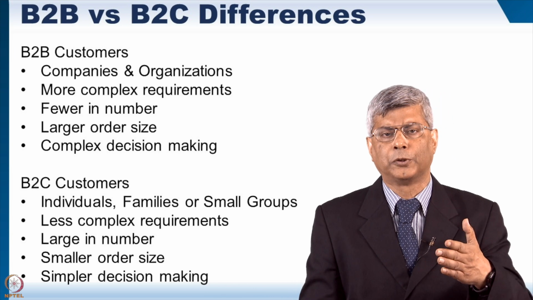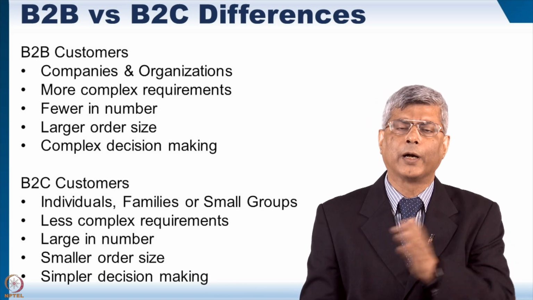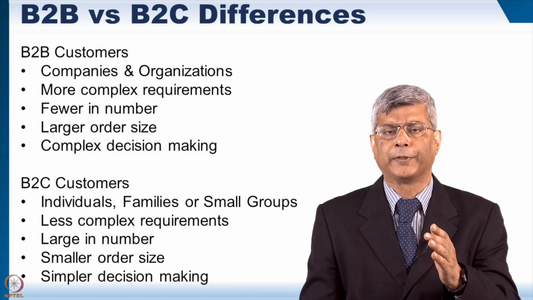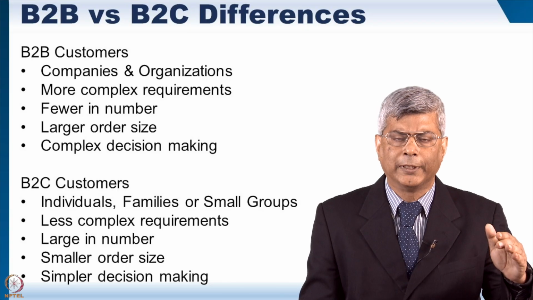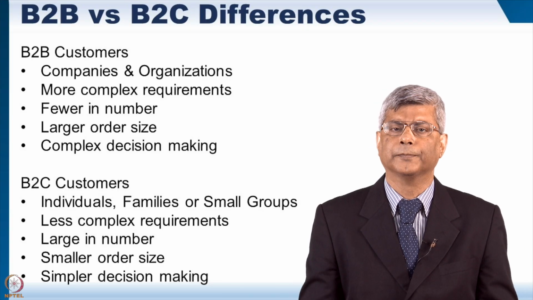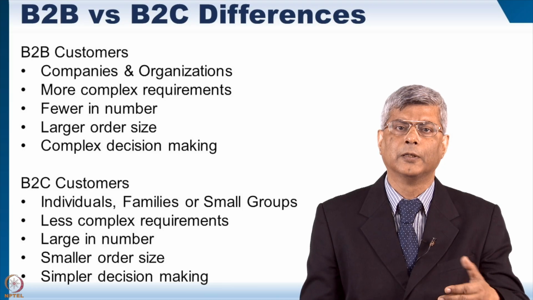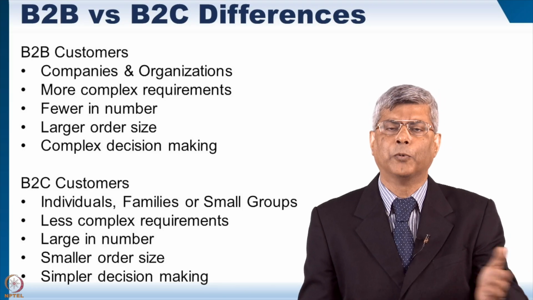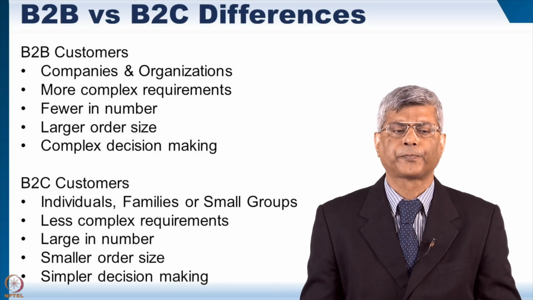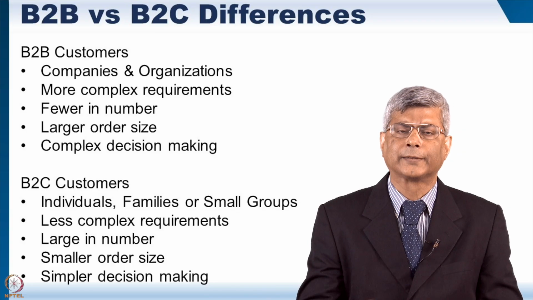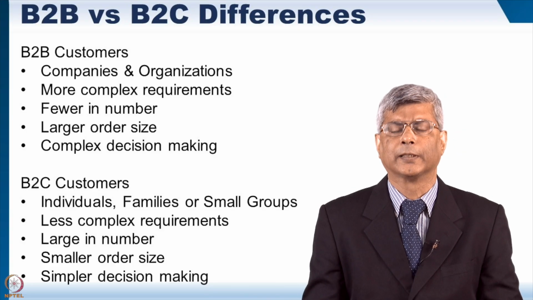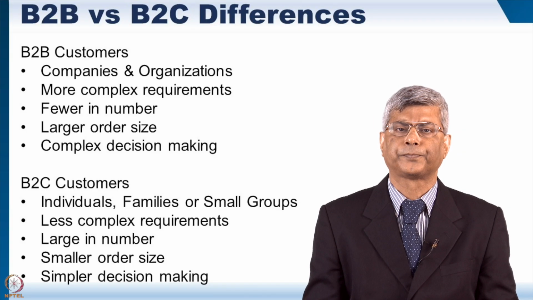They will walk into a store and probably walk out after 30 minutes, 20 minutes, 15 minutes, or an hour with the purchase done. They may walk into a restaurant, choose what to eat, and walk out in an hour's time. This is very quick, faster decision making. And so these are some of the differences which you need to be aware of.